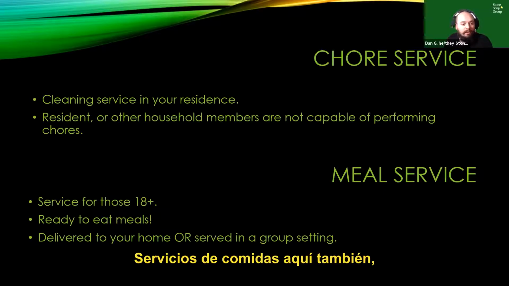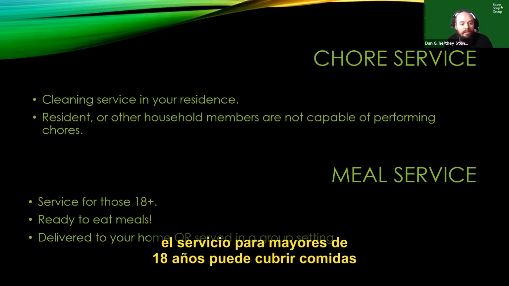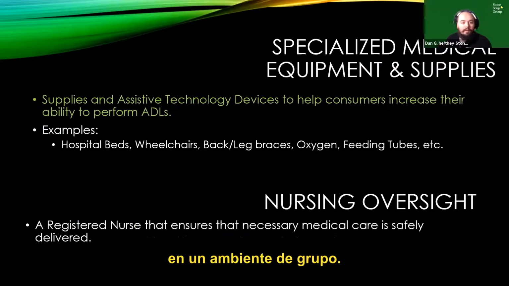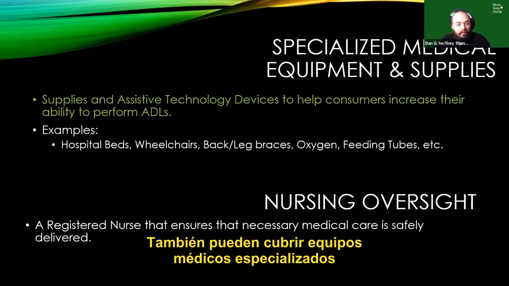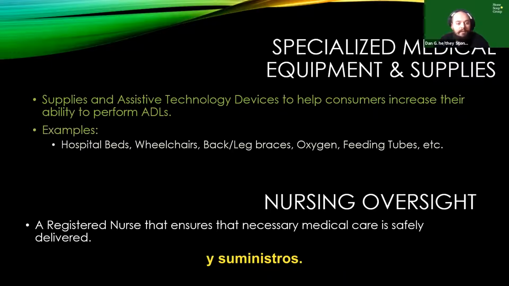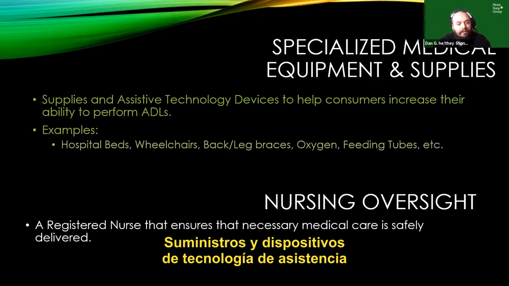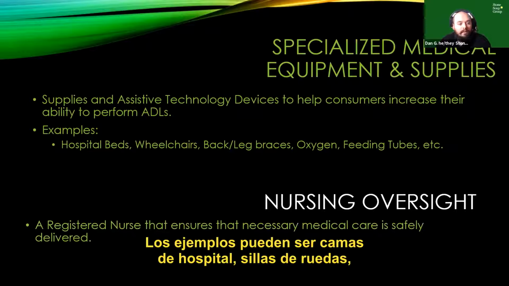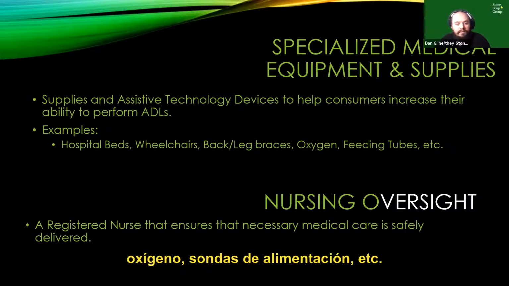Meal services on here as well. Service for those 18 and older can cover ready to eat meals, and then meals that are delivered to the home or served in a group setting. They can also cover specialized medical equipment and supplies and assistive technology devices to help consumers increase their ability to perform ADLs. Examples can be hospital beds, wheelchairs, back and leg braces, oxygen, feeding tubes, etc.